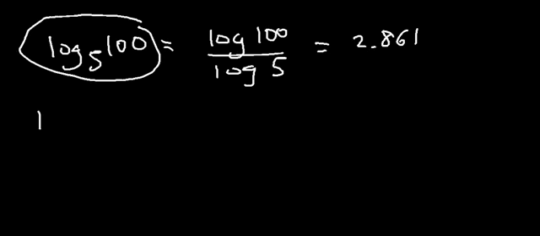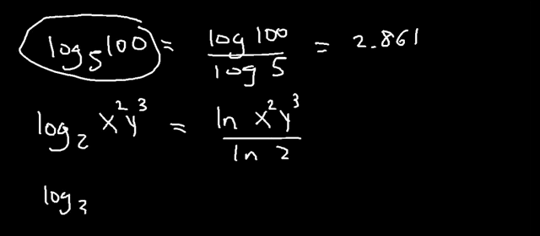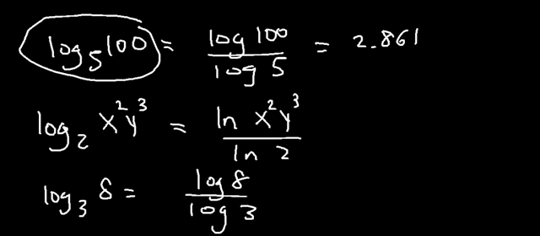Now, sometimes they may want you to write a log in terms of a natural log. Let's say you have log base 2 of x squared y cubed. You can write it as a natural log by doing this: ln of x squared y cubed over ln 2. Use the change of base formula. So like log base 3 of 8, we can say it's log 8 over log 3, or we can write it as a natural log, ln 8 over ln 3. That's how you can convert a log into a natural log, by using the change of base formula.